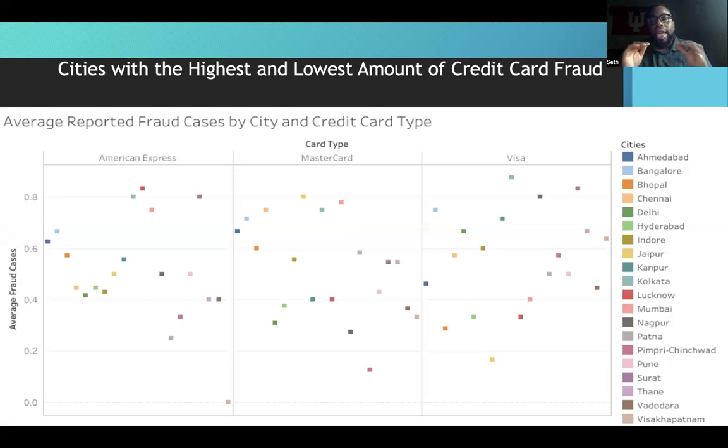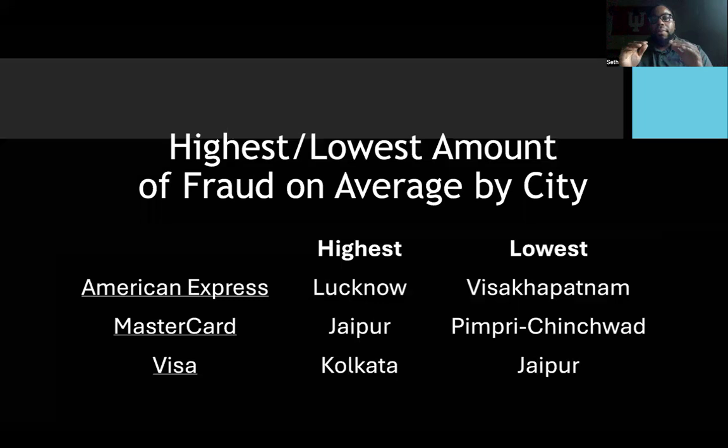So after looking at this scatter plot, I made the following table to determine who had the highest and lowest amount of fraud on average by city. For American Express, the highest fraud was in Lucknow, for MasterCard the highest amount of fraud was in Jaipur, and for Visa the highest amount of fraud was in Kolkata. And for American Express, the lowest amount of fraud was in Visakhapatnam, for MasterCard the lowest amount of fraud was in Pimpri Chinchwad, and for Visa the lowest amount of fraud was in Jaipur.